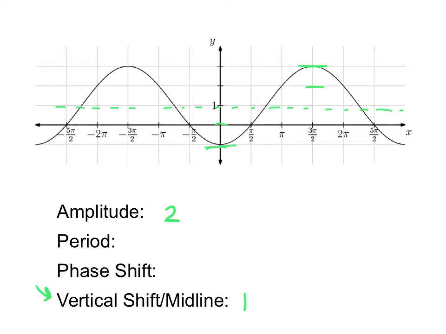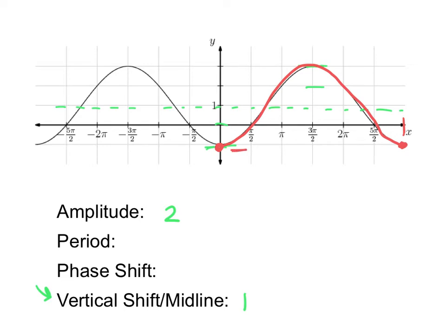My period, well, let's see. If I start here on 0, follow this through, I need to get back down here. And whatever this is, is my period. So I need to determine what that tick mark is. And you're going to notice each of these are pi over 2.